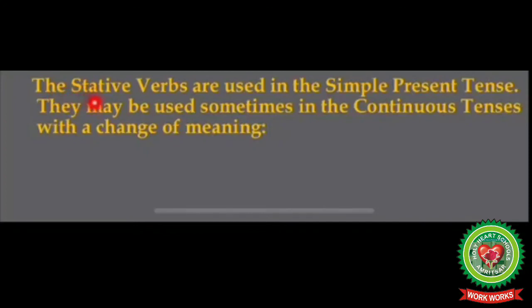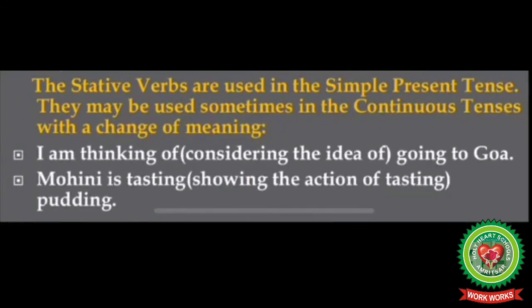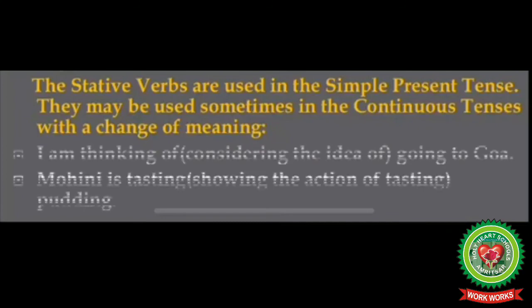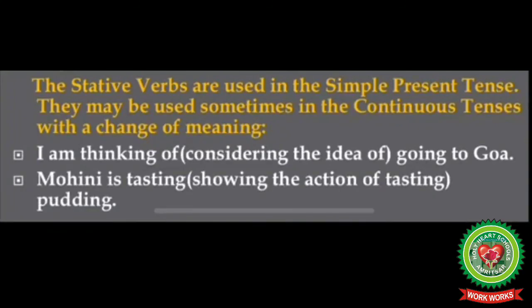Now students, the stative verbs are used in the simple present tense. They may be used sometimes in the continuous tense with a change of meaning. For example, I am thinking of going to Goa. Here thinking of means considering the idea of. The next example is Mohini is tasting pudding. Tasting here shows the action of tasting. Now if you want to tell about the taste of something, we say sugar tastes sweet, not sugar is tasting sweet, right?